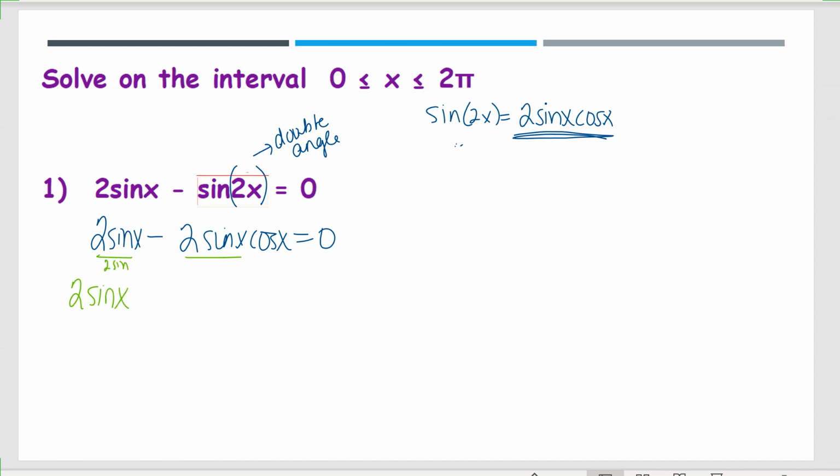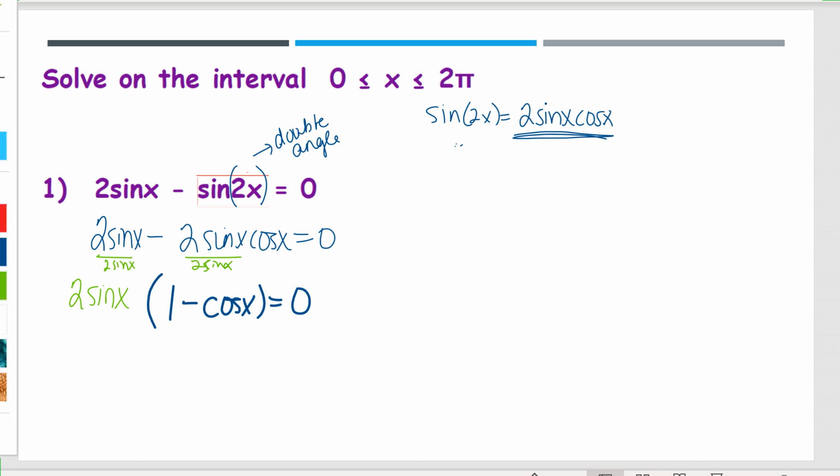Remember, it's just like dividing. It's basically you're dividing that term out of the terms that you're given, and then you write what's left over. 2 sine of x divided by itself is 1. Negative 2 sine of x cosine of x divided by 2 sine of x is a negative cosine of x. Now those two factors are multiplied together and set equal to 0, so you can now separately set them equal to 0 and solve.